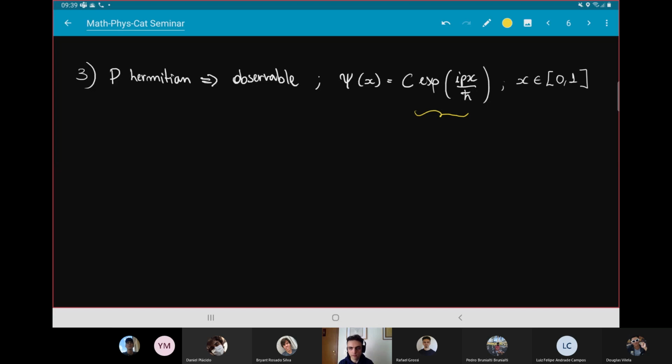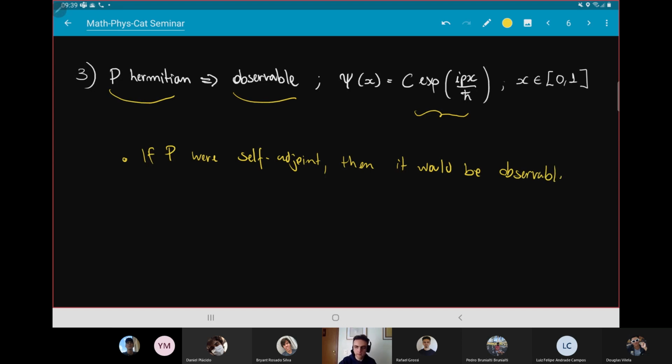So the first mistake that we made was assuming that if P was Hermitian, this implied that it was observable, which it does not. If P was self-adjoint, then you can guarantee that you have real eigenvalues, that you have an observable. So if P were self-adjoint, then it would be observable.